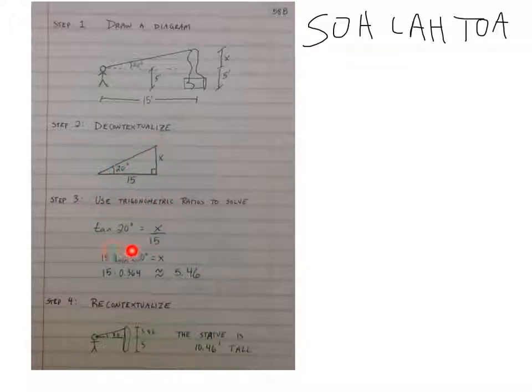And so we use our trig ratios and we're able to solve for x, and we find x is approximately 5.46 feet. That isn't the final answer though, because we're looking for the total height of the statue. So we have to add 5.46 and 5 to get our total height for the statue. And I kind of call that recontextualizing. A lot of times you can do it without drawing the diagram, but in the end, the statue is 10.46 feet tall.